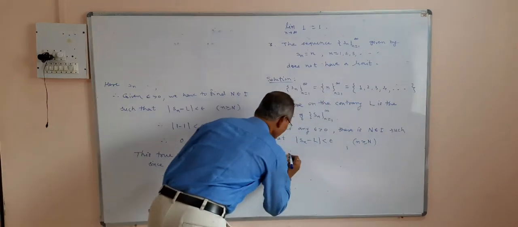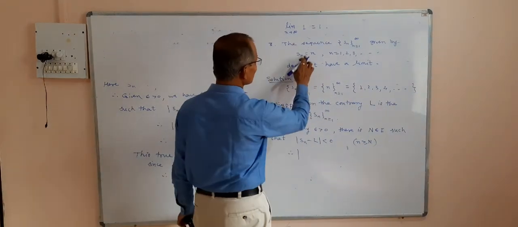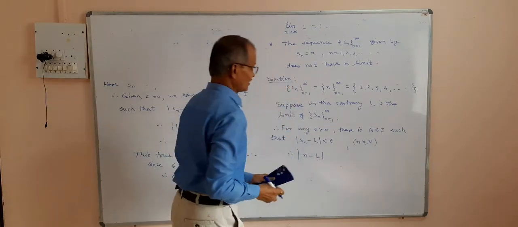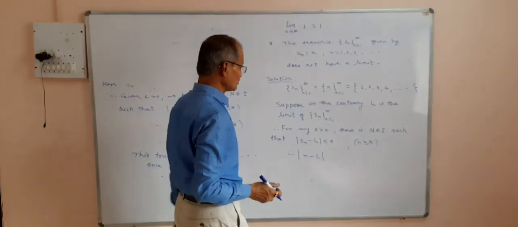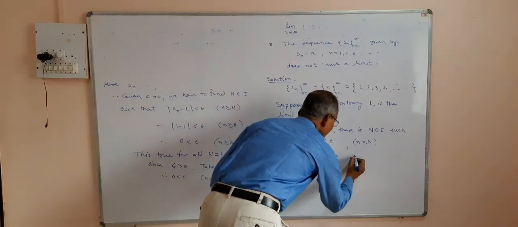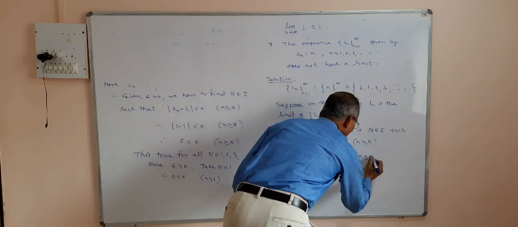Now put the values of Sn and L. What is Sn here? It is n. And L we have considered as the limit, L belongs to R, of the sequence: mod of n minus L is less than epsilon, for n greater than or equal to N.